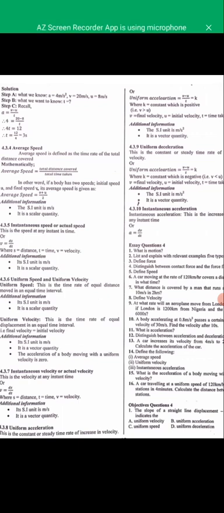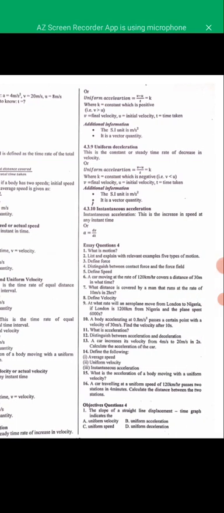You can try out these questions. I have a lot of questions, but the essay questions, don't bother much about them. Our focus is on the objective questions. Now we have the slope objective questions. The slope of a straight line displacement-time graph indicates what? I said it before. The slope of a distance-time graph indicates speed, distance over time, while the slope of a displacement-time graph indicates the velocity. So you should know the answer from there, and you can pick your answer.